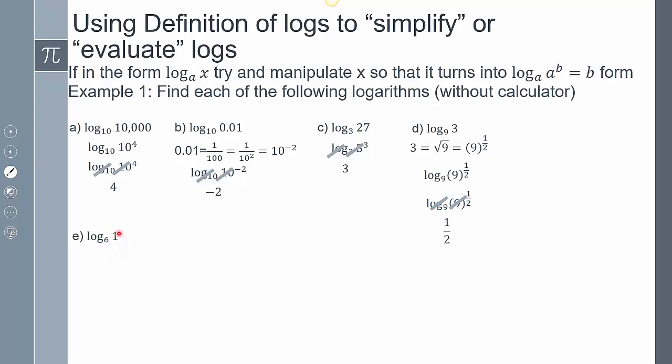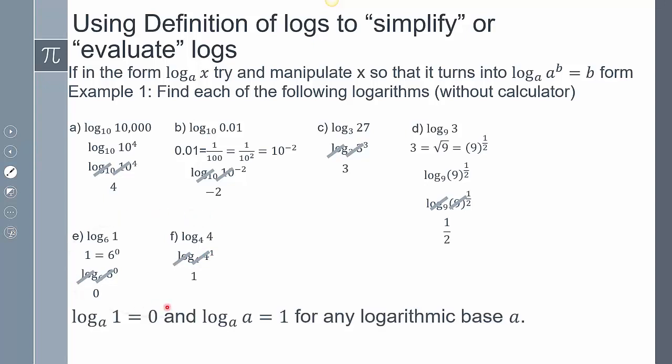Log base 6 of 1. 1 is the same as 6 to the 0 power, so I get log base 6 of 6 to the 0 power. The log base 6 and the 6 will cancel out, and so I get 0. Log base 4 of 4, it's the same as 4 to the 1st power, so the log base 4 and the base 4 cancel out, and so I'm left with 1.